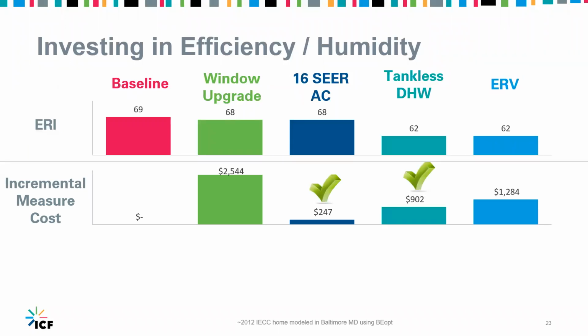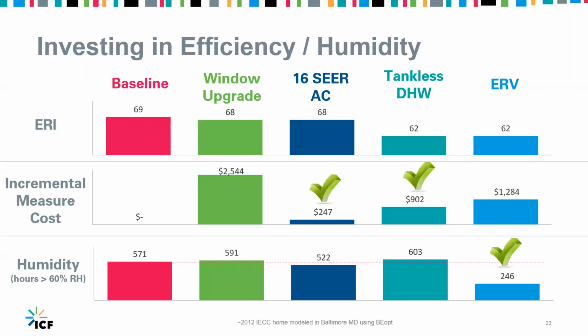So we're not happy with just that 1 point. So then we look at a couple options to get us down to an ERI or HERS of 62. So we have our tankless gas hot water heater, or an ERV. They both get us to 62. The tankless water heater is a little over $300 cheaper. So we'd say that, from an economics perspective, would be the better one to choose. That would get you there for the least amount of money. You can probably guess where I'm going next.